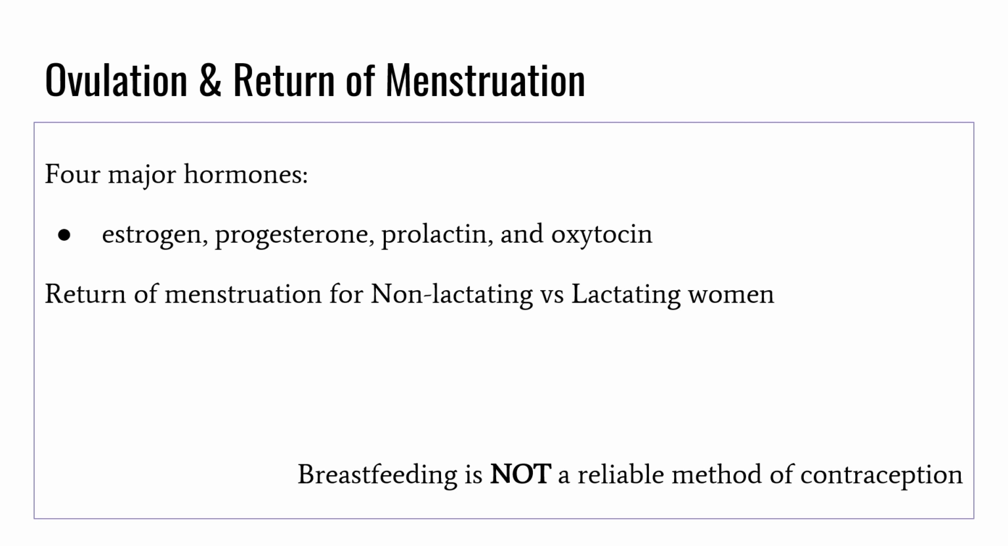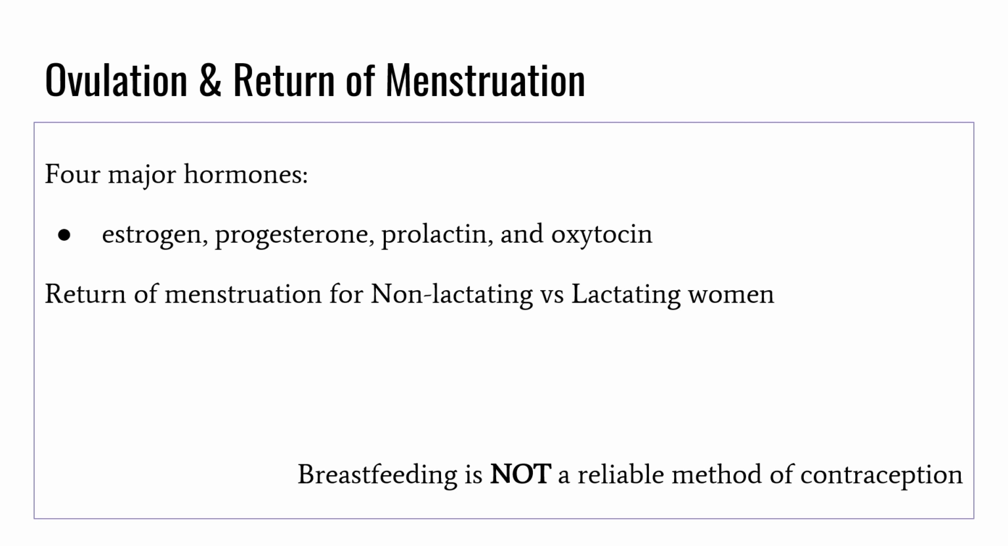Oxytocin stimulates the uterus to contract during the breastfeeding session and for as long as 20 minutes after each feeding. It also acts on the breast by eliciting the milk letdown reflex during breastfeeding. Prolactin is also associated with the breastfeeding process because it stimulates milk production.